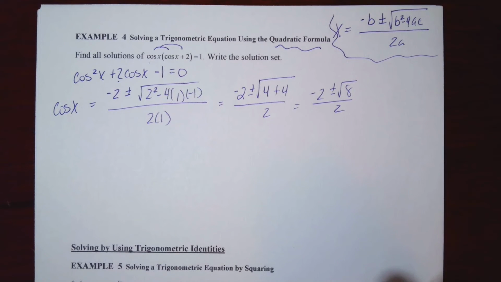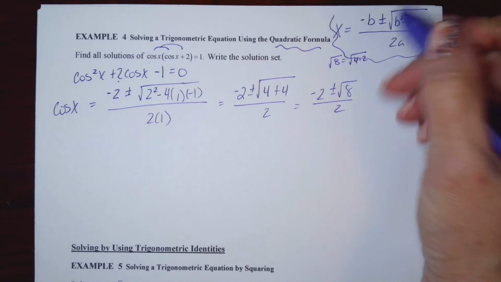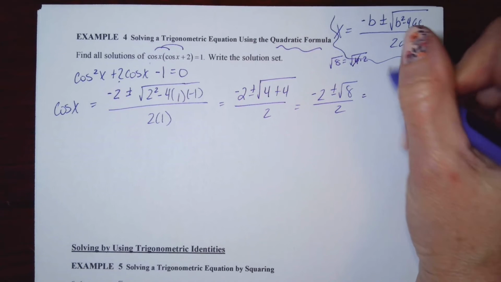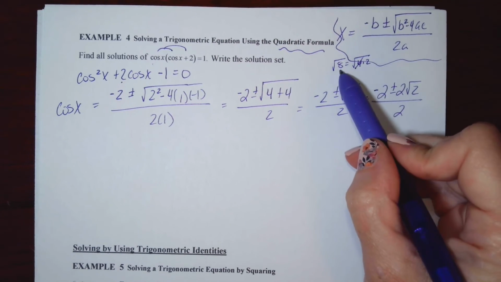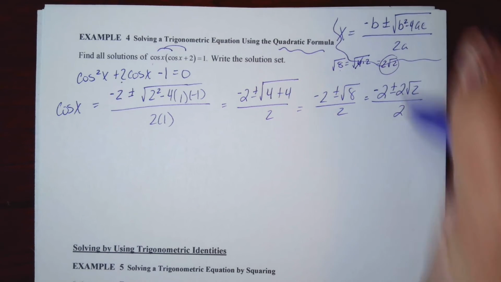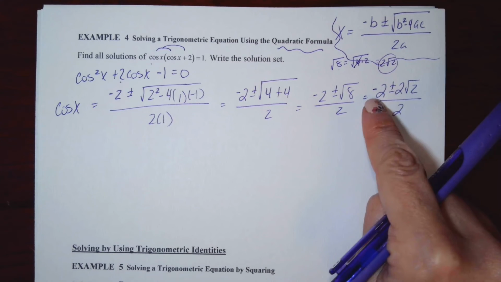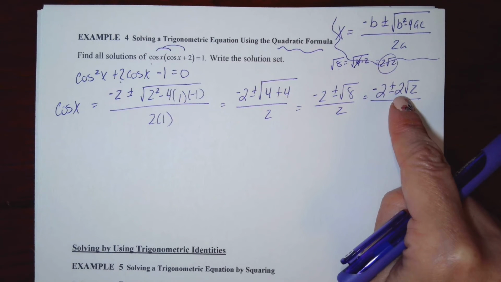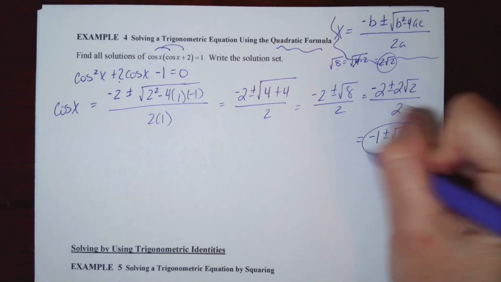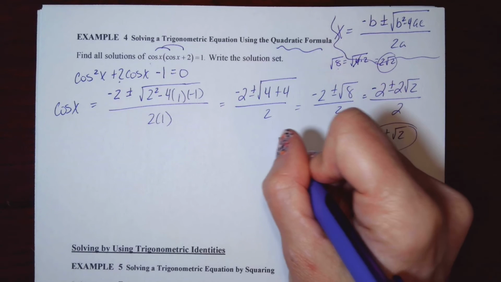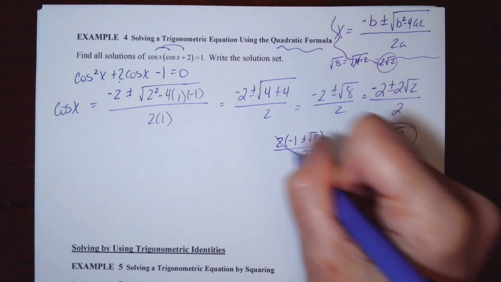8 is not a perfect square, but it has a perfect square factor. The square root of 8 is the same thing as the square root of 4 times 2, and the square root of 4 is a 2. So I've got negative 2 plus or minus 2 square roots of 2, over 2. The square root of 8 simplifies to 2 square roots of 2, right there. Now this will simplify because I have that common factor 2 in my numerator. So that will simplify to negative 1 plus or minus the square root of 2. If you need a second step here, you can factor that 2 out of your numerator and then reduce.